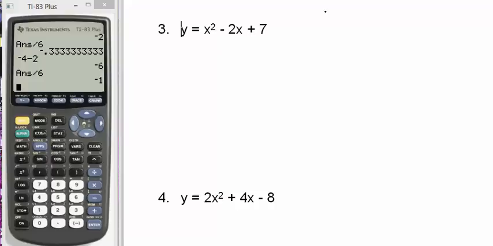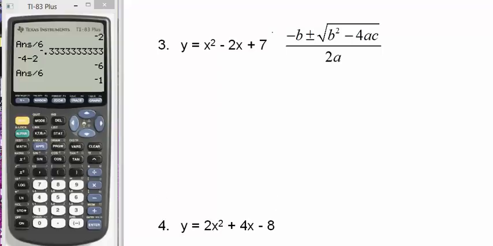Alright, even though this video is getting long, I'm going to show you one more because I want you to see how this works. Okay, so the formula again is minus b plus or minus the square root of b squared minus 4ac all over 2a. So, a is 1, b is negative 2, and c is 7.